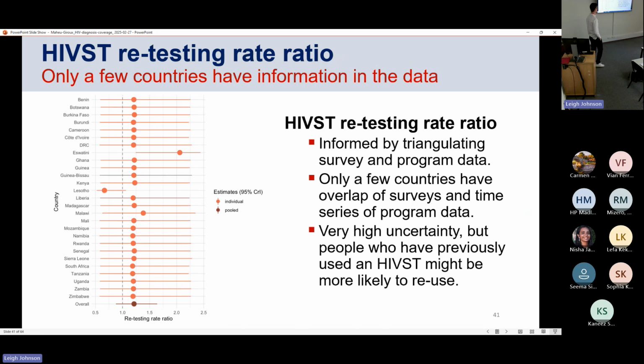The retesting rate ratio is something that's informed by the triangulation of survey and program data. There's no information solely in the survey or solely in the program data. It's really when we combine both that we're able to estimate it. And you can see that for most countries, it defaults to the overall or the prior, and there are only a few countries, Eswatini, Lesotho, Malawi, that have information. There's also very high uncertainty.